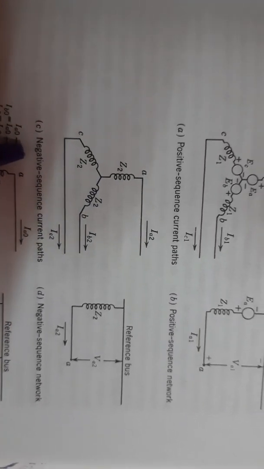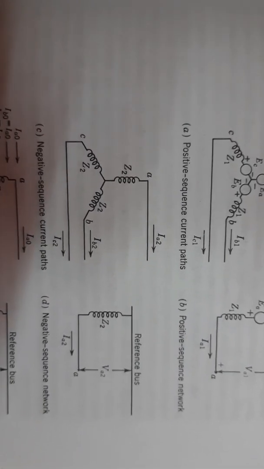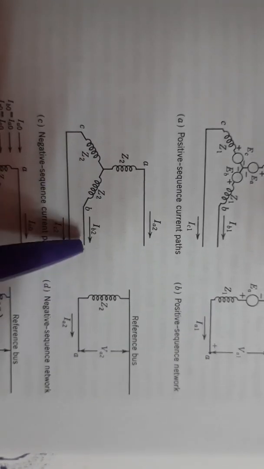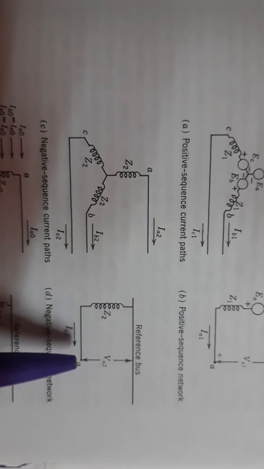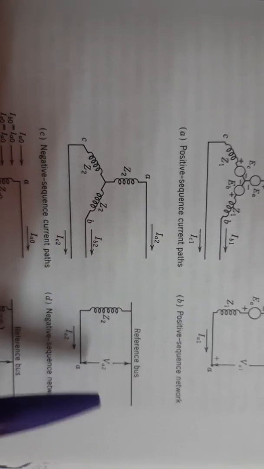Second, this is the negative sequence. In the negative sequence, we don't have an EMF. We have to remove the EMF. If you remove the EMF, then it is called a negative sequence current path. So IA2, IB2, IC2. Then I have to convert this into a single phase circuit. This is a single phase circuit: Z2, VA2, IA2. This is a reference point.